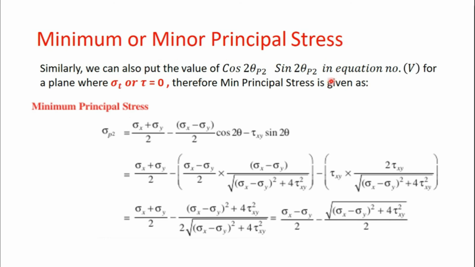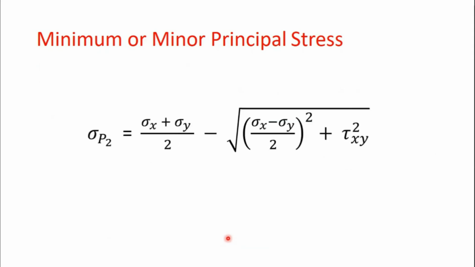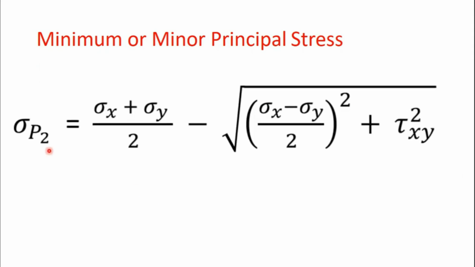Similarly, we can also calculate the minor principal stress, and for this we have to put the value of cos 2 theta p2 or sine 2 theta p2. Since we first put 2 theta p1, now we have to put 2 theta p2 for the plane where tau equals 0, and we have put the value here. Again rearranging the terms, we get the minimum principal stress, sigma p2 equals sigma x plus sigma y by 2 minus under root sigma x minus sigma y by 2 whole square plus tau xy square. You can see it is almost similar to the sigma p1 equation. So both the equations are almost the same.